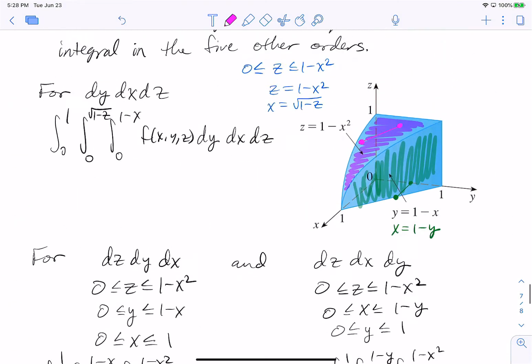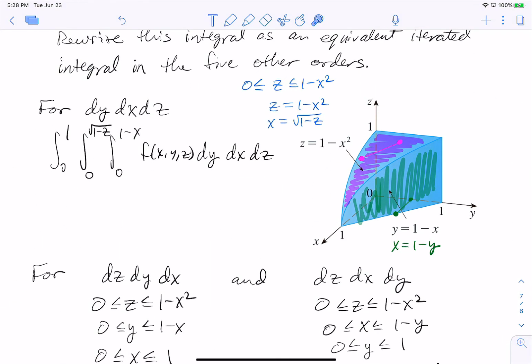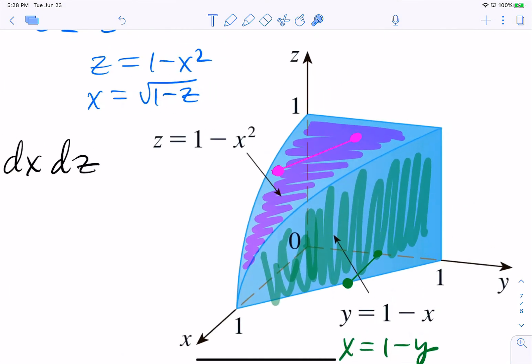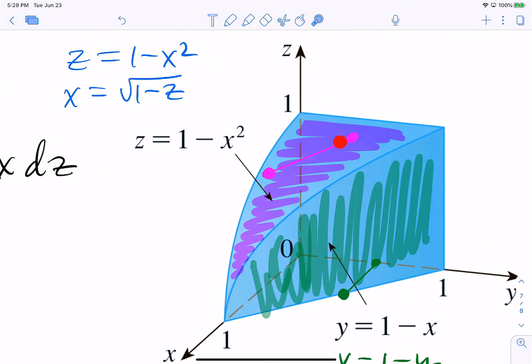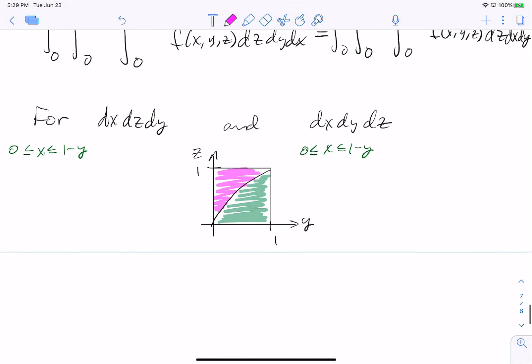For the pink portion, you can see I've already drawn it here. x goes from 0 to the parabolic cylinder, z equals 1 minus x squared, which we're going to rewrite as x is equal to the square root of 1 minus z. So for the pink portion, x goes from 0 to the square root of 1 minus z.